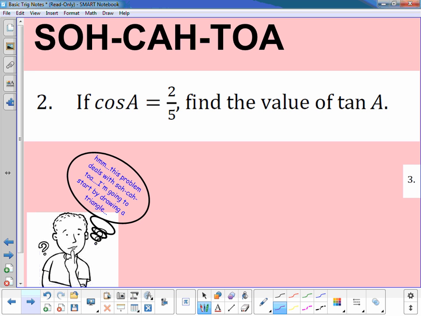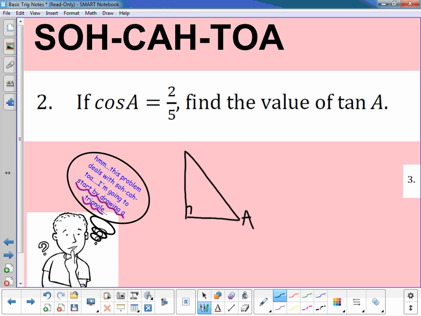In number 2, it says, if the cosine of A is 2/5, find the value of the tangent of A. So I'm talking about cosine and tangent. Automatically, I know I'm looking at a right triangle. So the first thing that I'm going to do is draw myself a right triangle. Now, I always draw my right triangles the same way, so you're going to always see them looking like this. I put my right angle in the lower left-hand corner, and I usually put the angle that I'm looking at in the lower right-hand corner.